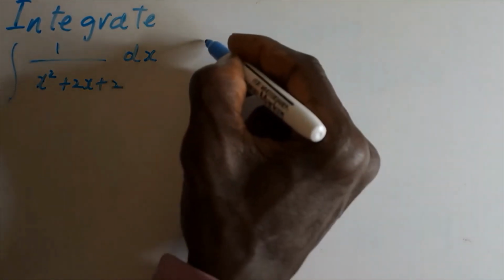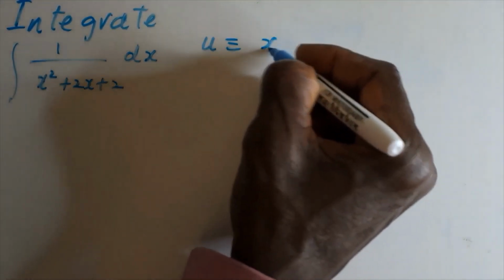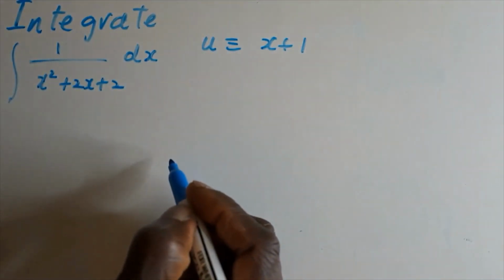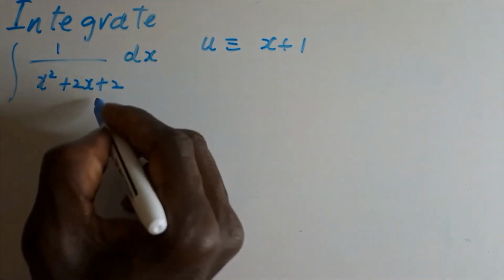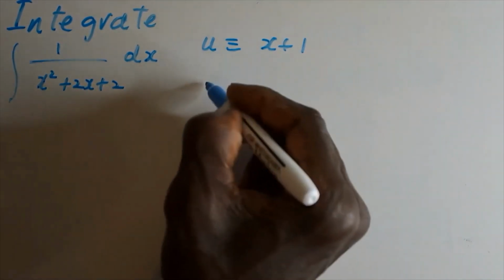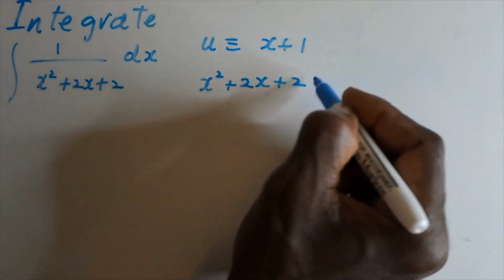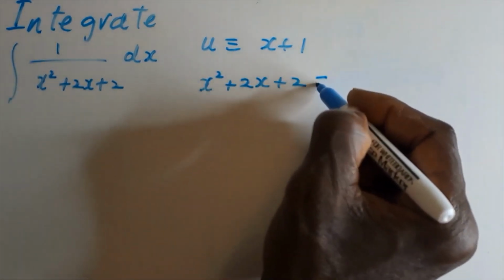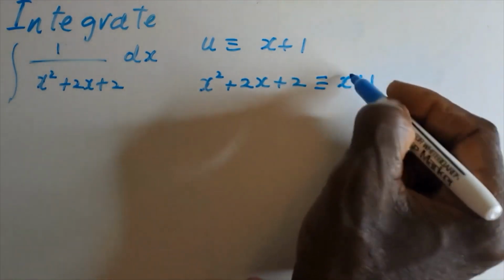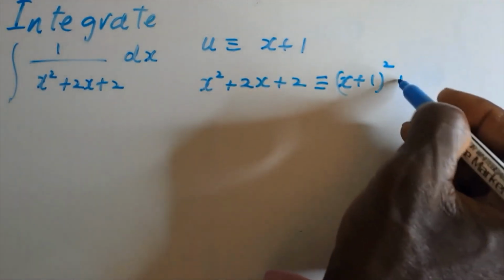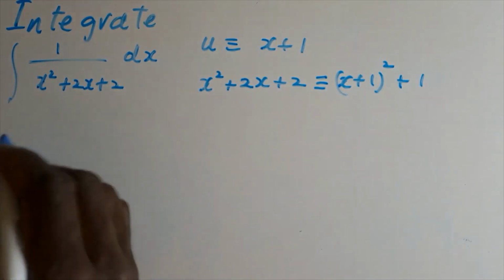This one we'll use the substitution u is equivalent to x add 1. We'll express the denominator in completed square form, and this is equivalent to x add 1 squared add 1.